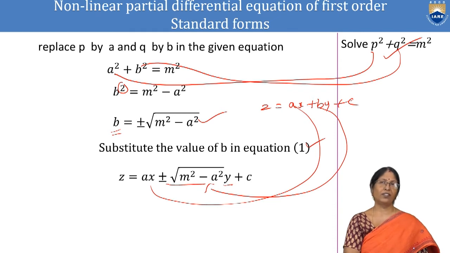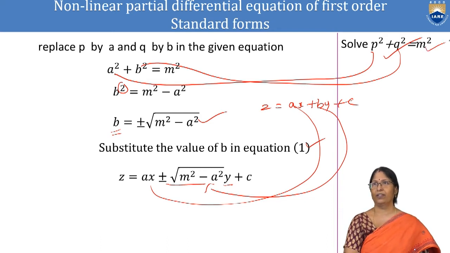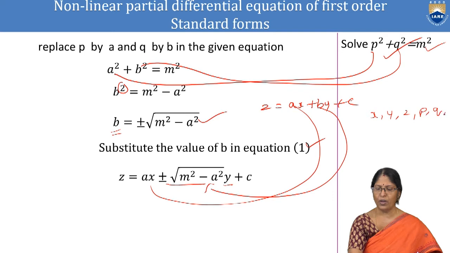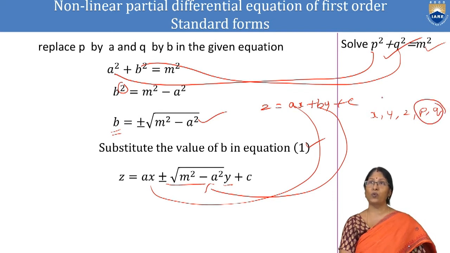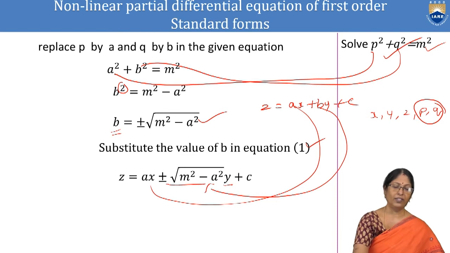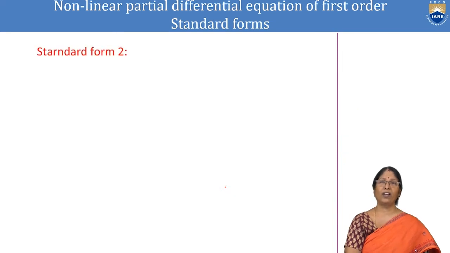So for the standard form 1 problem, our main target is to see the question carefully: x, y, z, comma p, comma q. In this, only p and q should dominate in the equation, and these are the steps to be followed to get the required solution. Standard form 2.